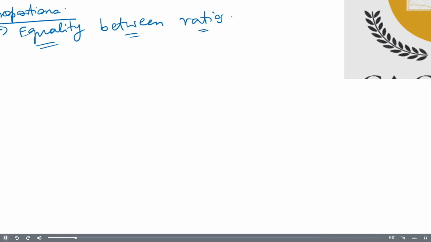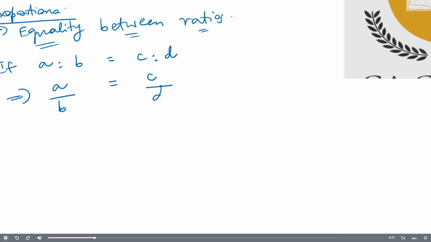Let me take an example. If A is to B is equal to C is to D, A ratio B is equal to C ratio D, we call that a proportion. So what does this imply? A is to B is also called A by B. Same way C by D. So A by B is equal to C by D. This is called a proportion.